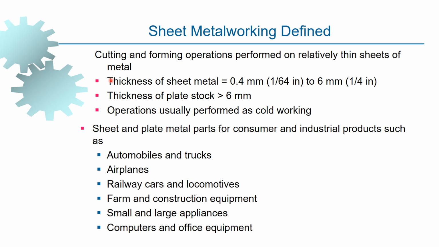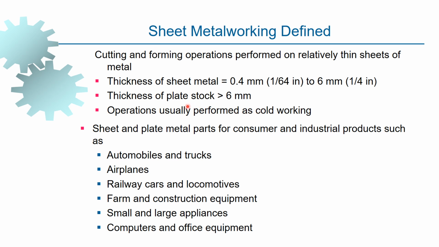Normally we call it sheet metal working if the stock thickness ranges from 0.4 mm to 6 mm. Stock thickness means the thickness of the sheet. If the thickness of the sheet is greater than 6 mm, we call it plate. Operations are usually performed as cold working. As you know, in cold working the strength will be very high compared with hot working processes.